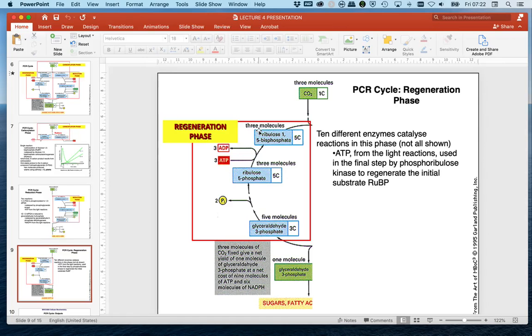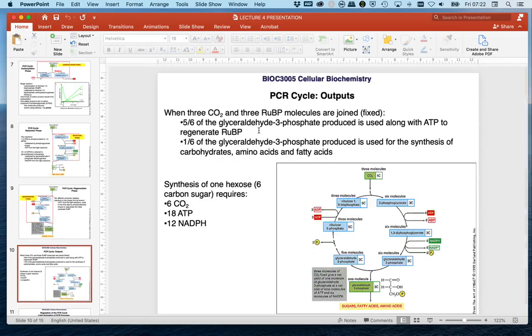Right? So 3 phases of the PCR cycle. So remember the names of those phases, and remember the 4 reactions that I'd like you to remember in those different phases. And they're the major ones. And I say that because that's where we see the products of the light reactions being used. Okay? Linking the light reactions and the CO2 fixation reactions of the pathway.